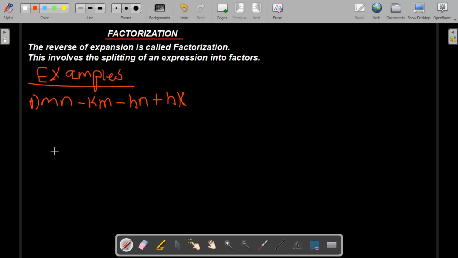So how do we factorize? We factorize terms, which are the parts of the expression. How many terms do we have there? We have got 4 terms. We have this one, the other one, and then this one, and then this one. If we have 4 terms, it's very easy for us to factorize.